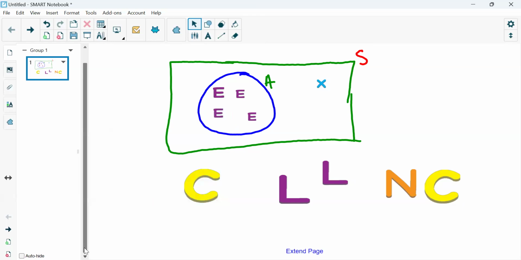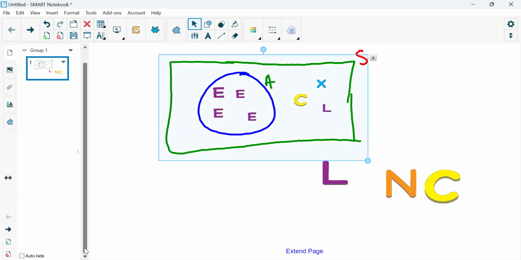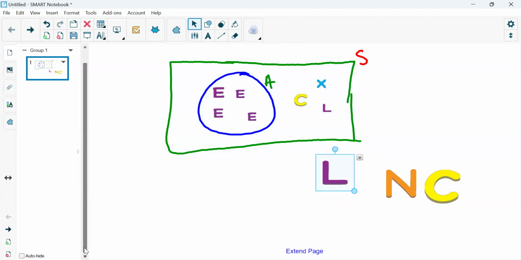So I'm also going to take this C, and we're going to put it inside the rectangular shape, but we don't put it inside the circle, because it's not choosing the letter E. So we are going to take this one and put it there. We're also going to take this L, and put it there.